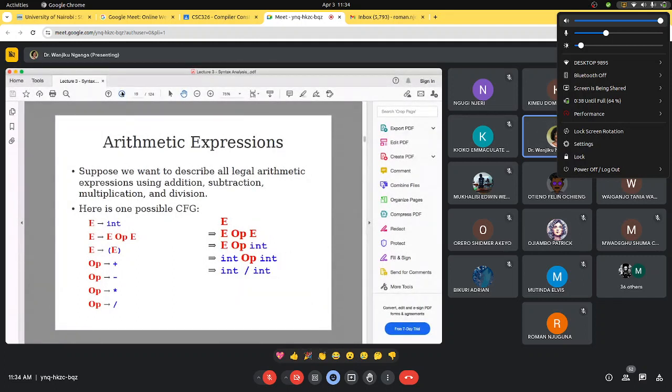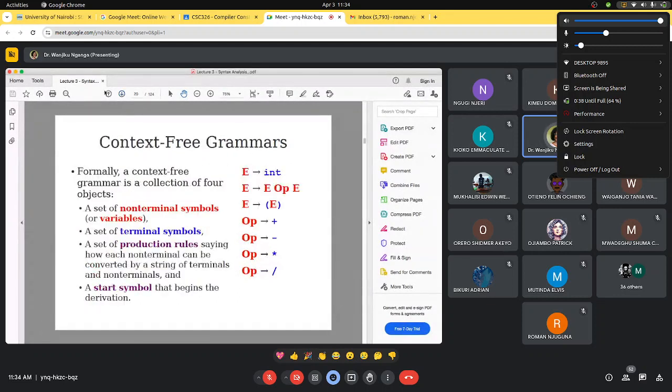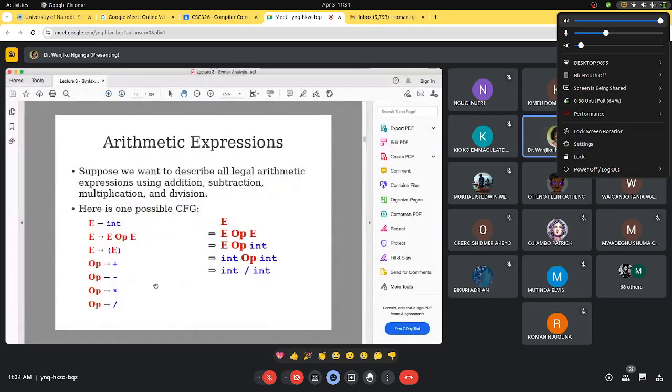So this is another example, and it just shows that we have int division int. You're still able to figure out that this must be the structure that has been used to generate this, so we say it is a valid expression.